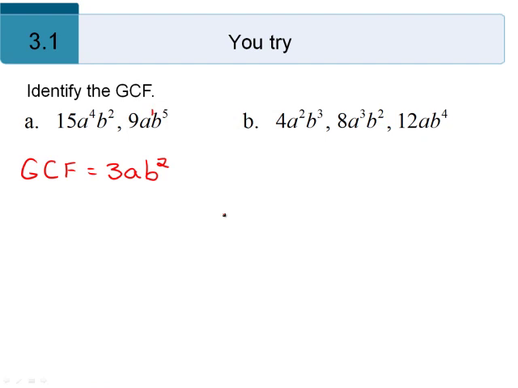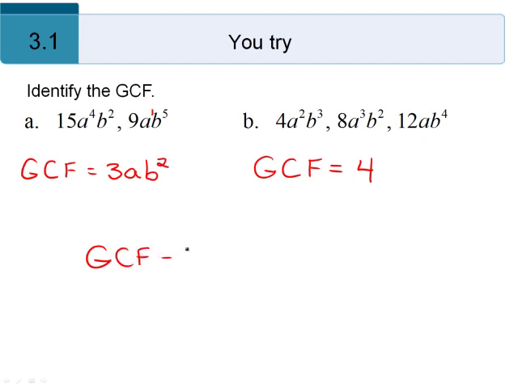is 3ab squared is the greatest common factor. Now look at letter B. Our coefficients are 4, 8, and 12. So the biggest number that will go into all of those would be 4. Now, some of you may say, well, what about 2? 2 does go into all of those, but it's not the greatest. So you want to find the largest coefficient factor, and what's weird is you're going to find the smallest exponents.